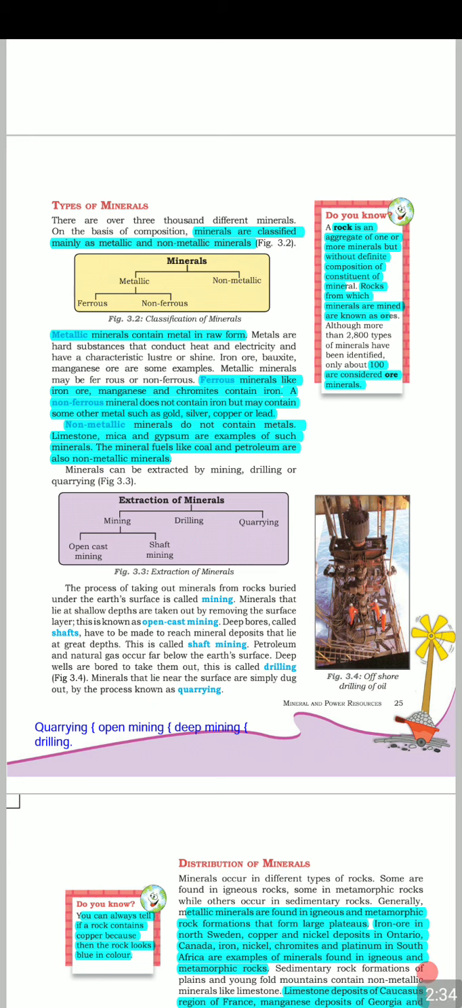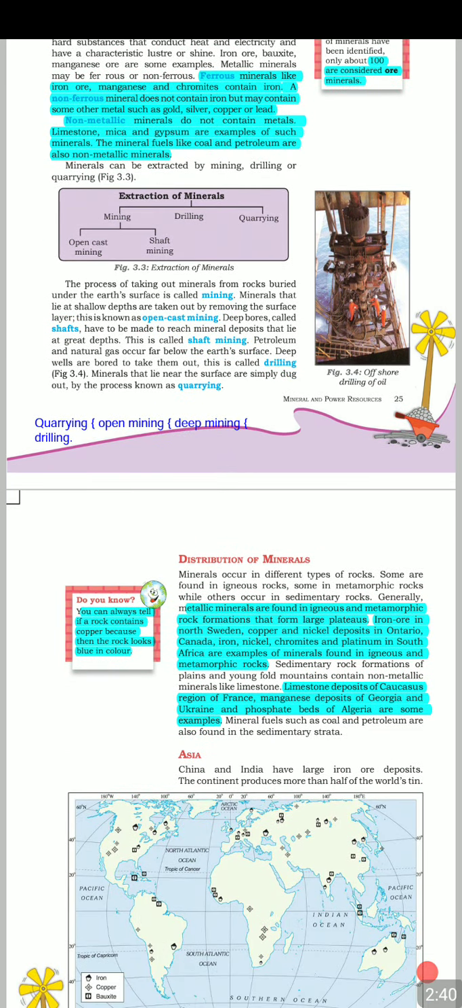Next, if we see the types of mineral extraction, the mineral extraction processes are divided based on the depth, right? So quarrying is when the mineral is very near to the earth's surface, on or very near to earth's surface, right? For example, many times for limestone quarrying is done, or even for gypsum, quarrying is done.